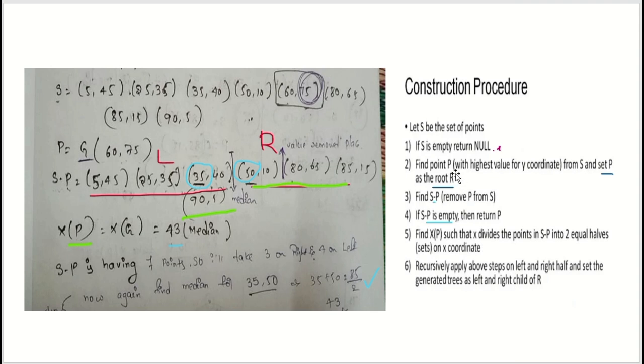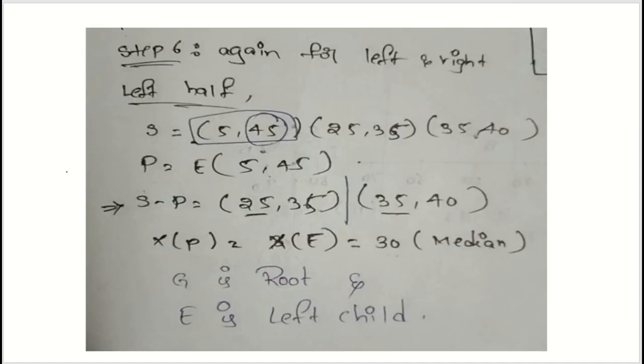How to find our p value means whatever the highest value for y coordinate, I need to set it as p. So here 45 is the highest value. If I check here, 35 and 40 are less than 45. So I am taking 5, 45 as my p value. And the next step we need to do is s minus p. S minus p means we need to remove this p from the s. Remaining are 25, 35, and 35, 40.